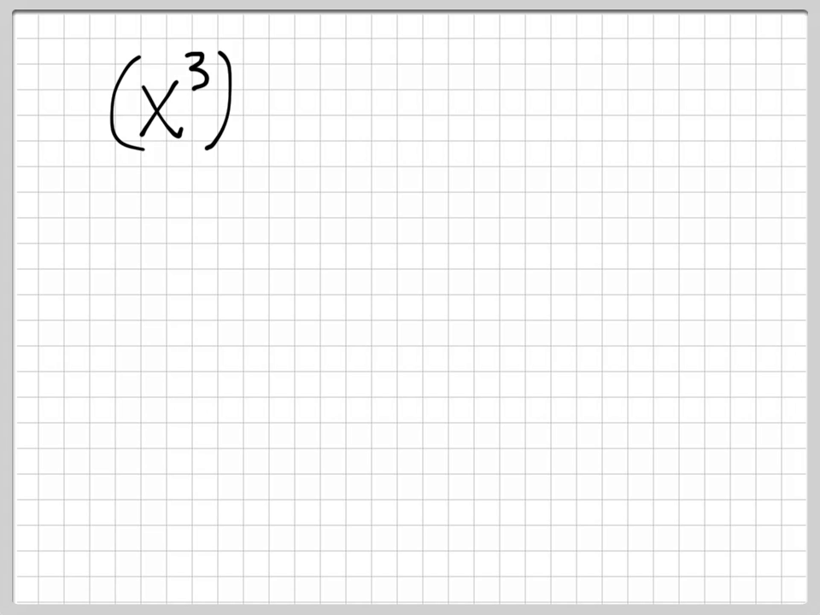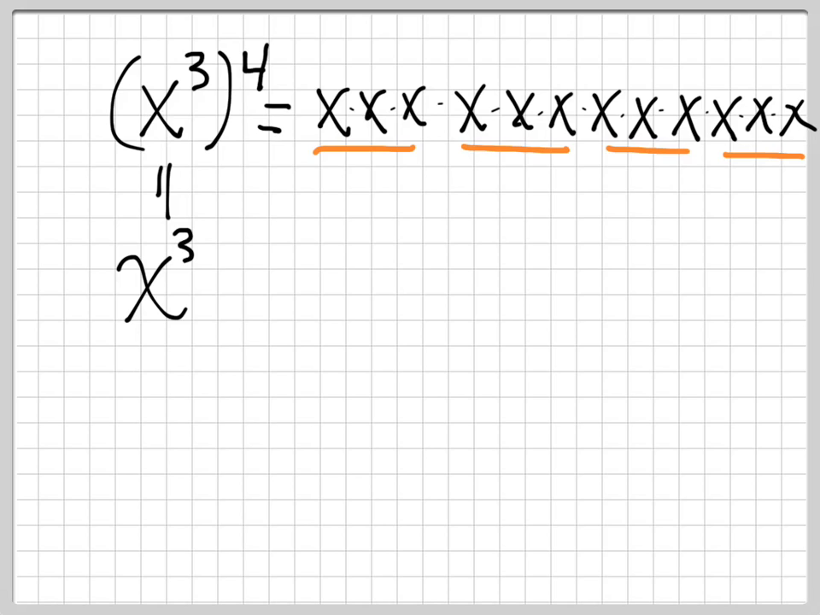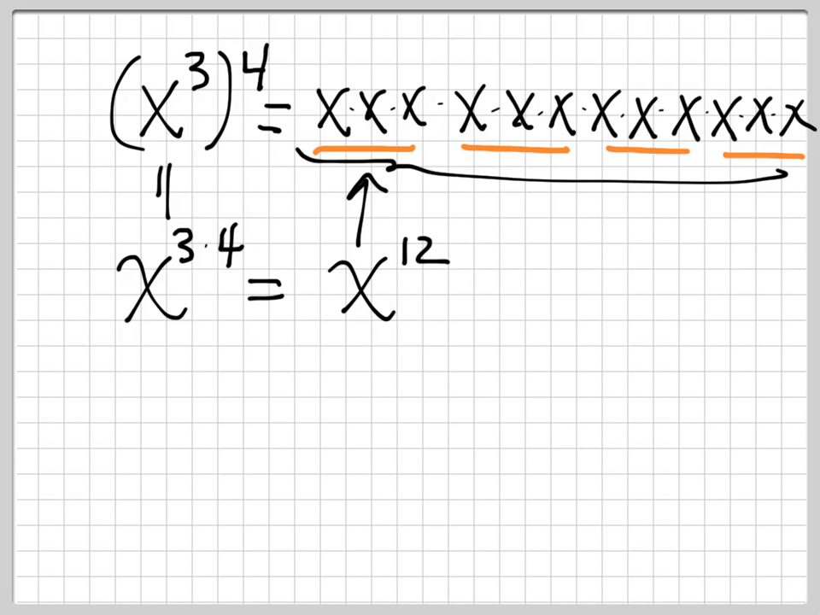X cubed to the 4th. Well, x cubed is x times x times x, so I could write that as x times x times x, and the 4th power tells me to do that 4 times. Right, there's x cubed, 1, 2, 3, 4 times. But if I use my rule, x to the 3 times 4, 3 times 4 is 12, it's x to the 12th, which is definitely the same as what's going on up here, right? Because there's 12 x's, because we wrote 3 x's 4 times.